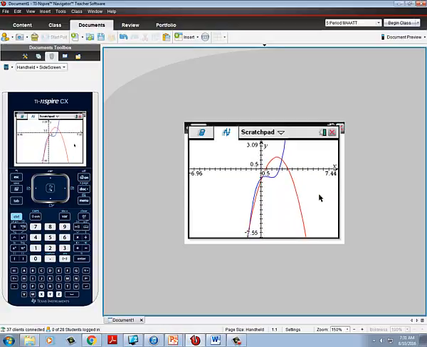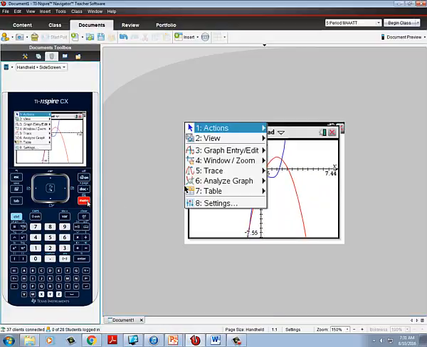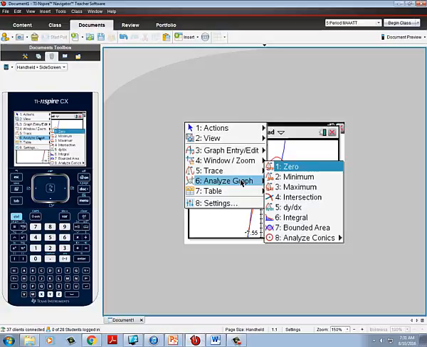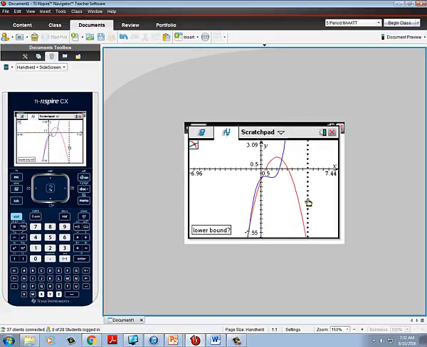All right, so let's talk about how we calculate that. We go to menu. Do we remember? Because I think we did this last year. Analyze graph is kind of the key to finding things. All right, and we're looking for points of intersection, so what am I going to choose? Intersection. And then it doesn't really matter if you're to the left or the right.